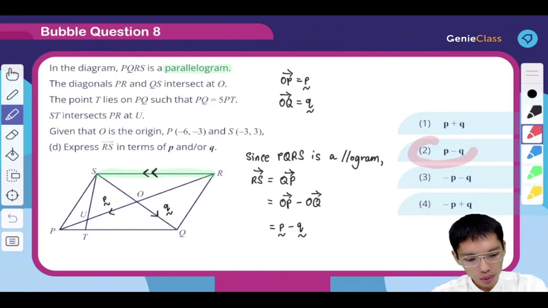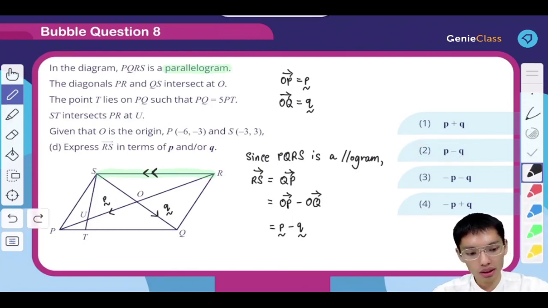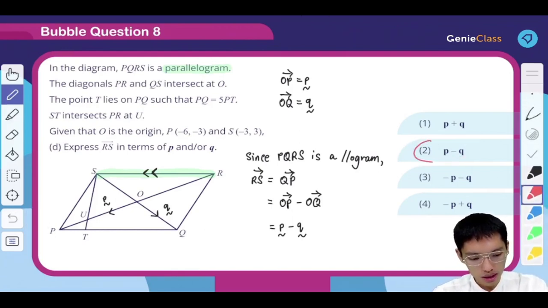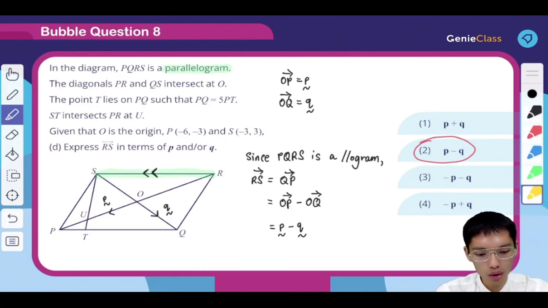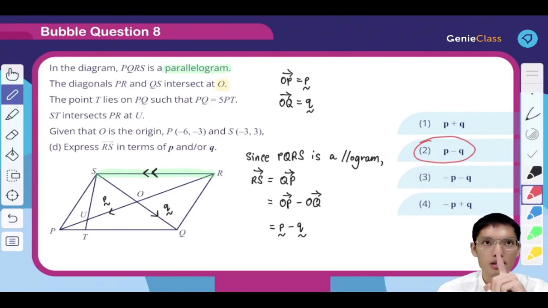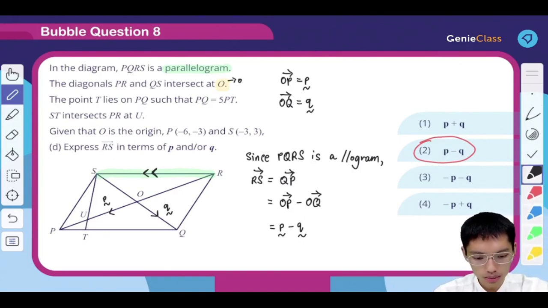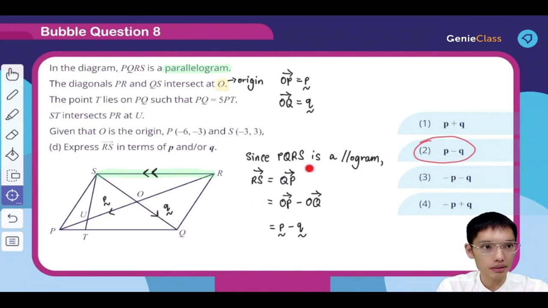Alright? Now, one thing to take note: whenever they talk about origin, they will usually label it with the alphabet O. So when you see the letter O over here, it usually means origin. So that's one thing you can take note of and be assured. O over here means the origin. That's one thing you can take note of before you apply this formula over here.